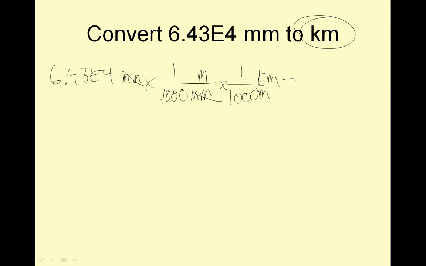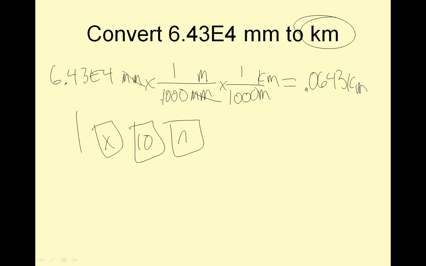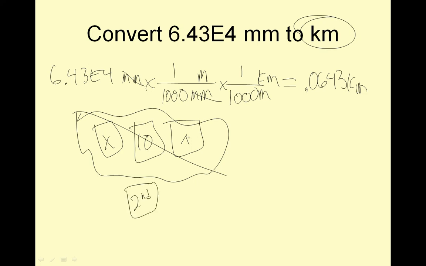So 6.43 second E4 divided by 1,000 divided by 1,000. By the way, if you hear me say second E, that's 0.0643 kilometers. I don't ever want you to type in your calculator times 10 caret. It'll mess up your order of operations. This is bad. Okay, don't do that. That's a caret. Hit second, and then there's a comma button, and that'll make that E thing show up. Okay, so use that. This is good.